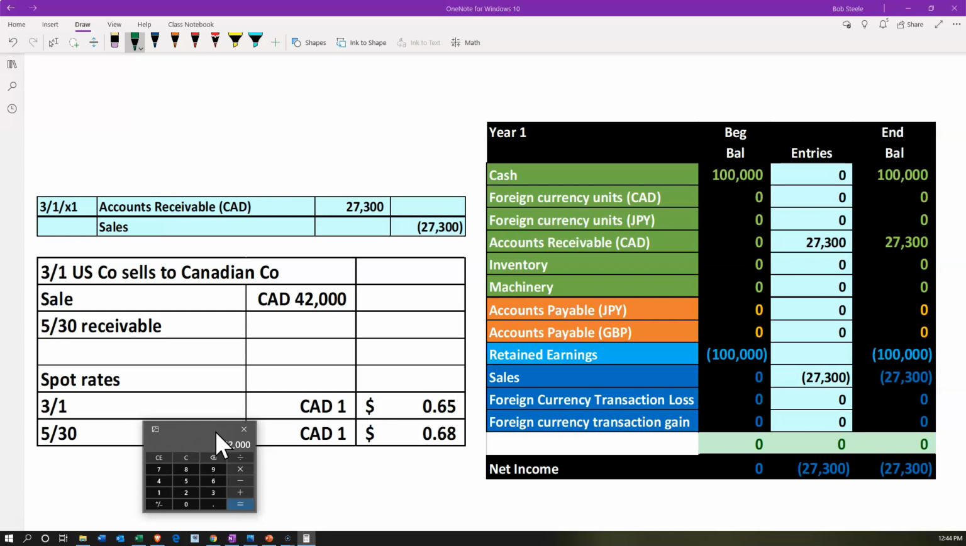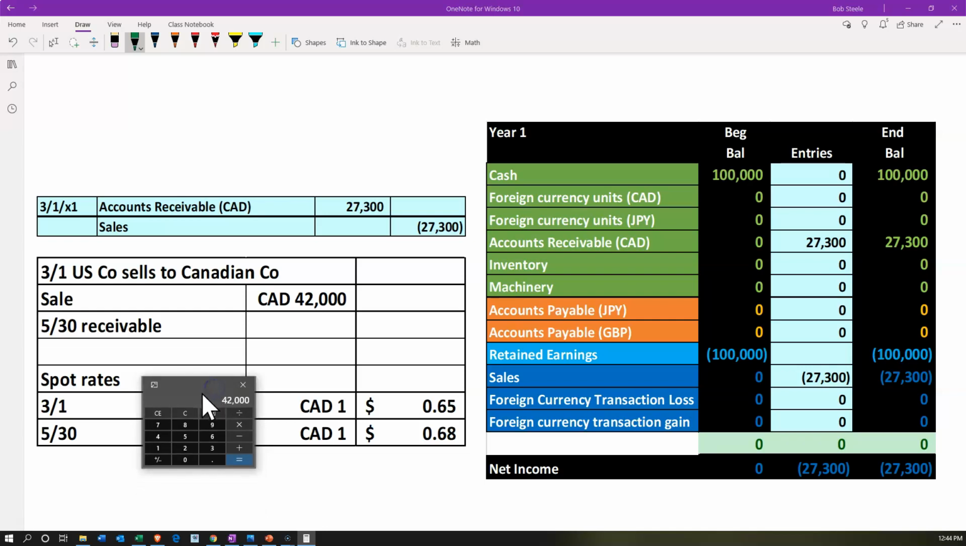Later we can kind of predict that, and that's when we'll get to the predicted rates. But right now, we're just going to say, hey, look, this is what we know as of this point in time. This is the exchange rate on it. So we've got the 42,000. We're going to be multiplying that times 0.65. That means we have a receivable of $27,300 worth of Canadian dollars, right?